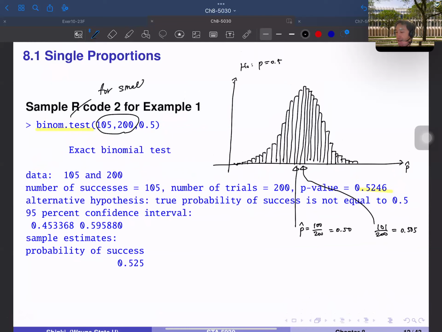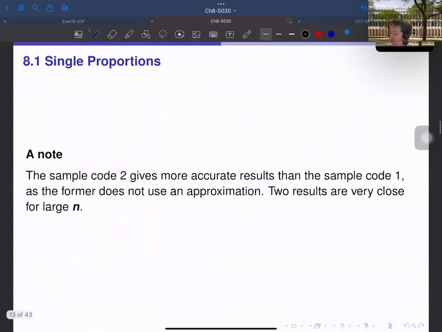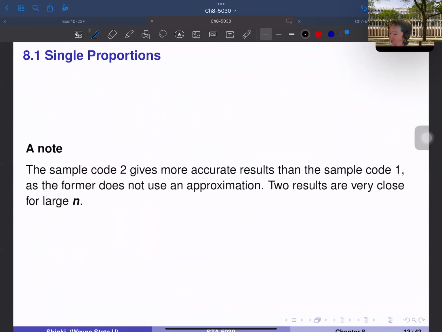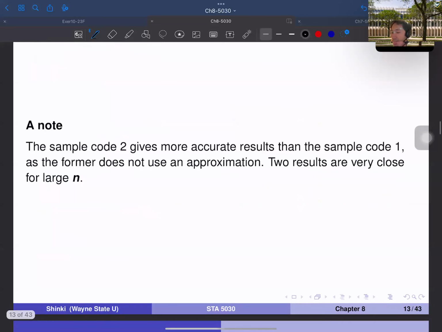If large, it takes too much time, we have almost no benefit. Yeah, so this sample code, the second sample code is more accurate than the first one. But the two results are very close if the sample size is large.